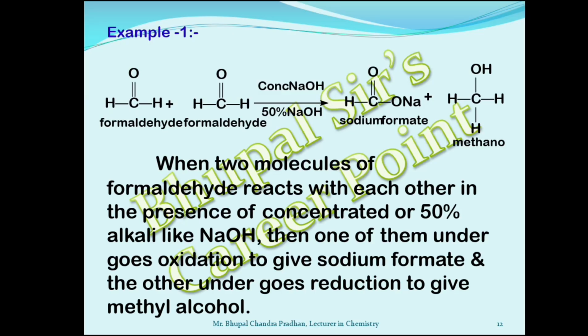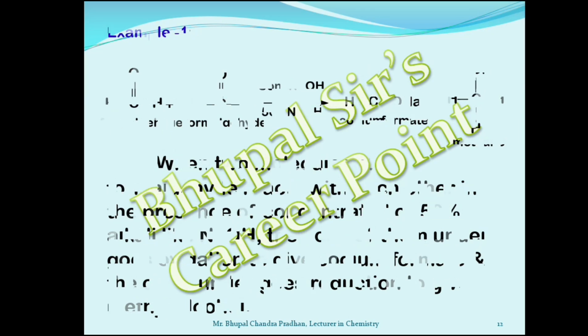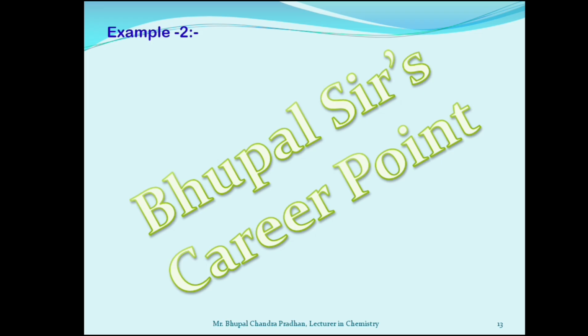In the statement, we have to write down when two molecules of formaldehyde react with each other in the presence of concentrated or 50% alkali like NaOH, then one of them undergoes oxidation to give sodium formate and the other undergoes reduction to give methyl alcohol or methanol. In example 2, let us take benzaldehyde.